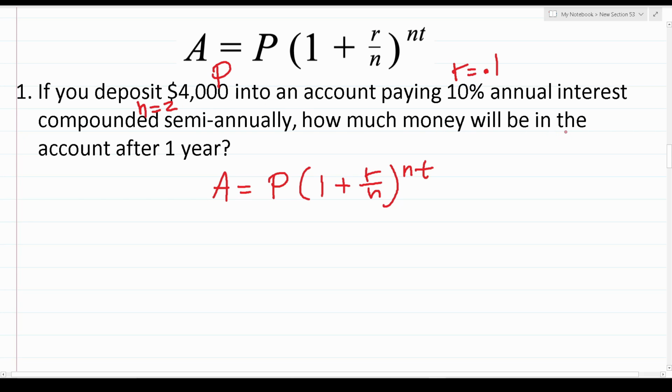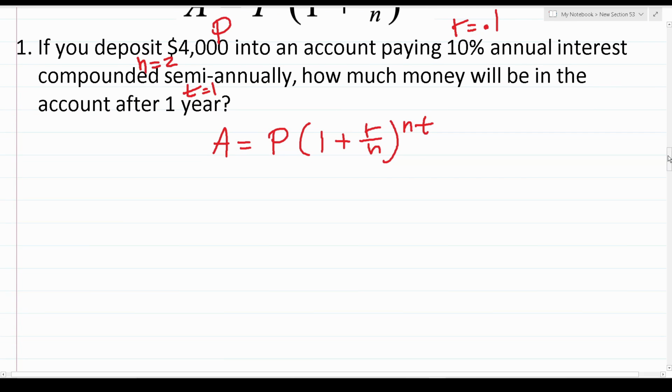How much money will be in the account after 1 year? Well, 1 year is in reference to time, so we can see t is going to be 1 in this case. And we want to know how much money is going to be in the account. That, of course, refers to A. So in this case, we're solving for A. So with all those things identified, let's go ahead and plug them in accordingly and do the arithmetic that's required to solve this one.